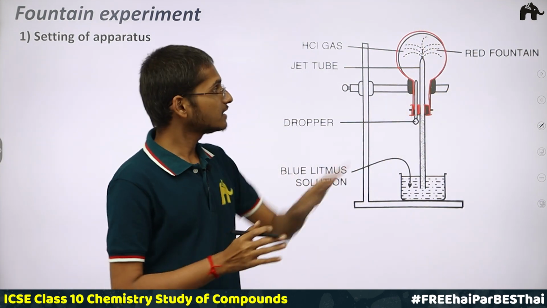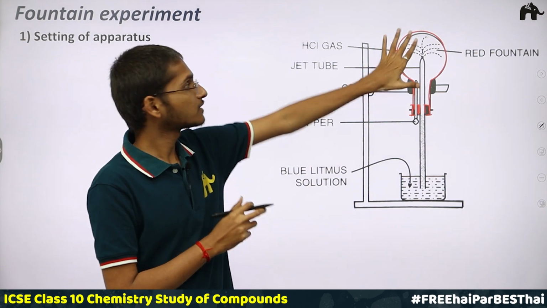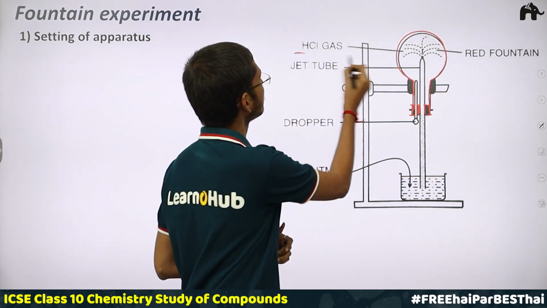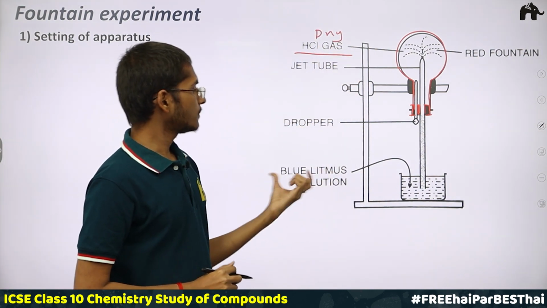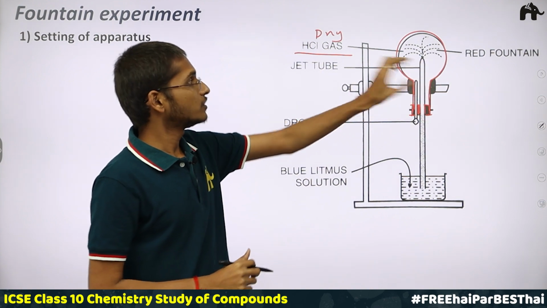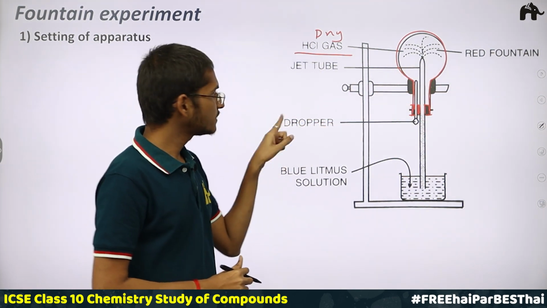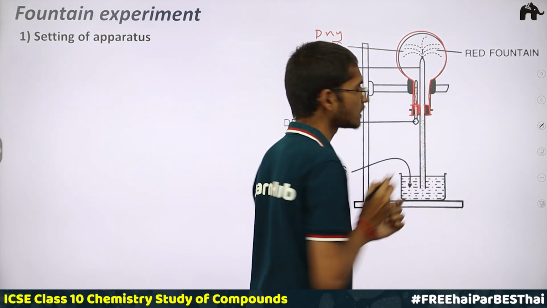And one more interesting thing, this round bottom flask, okay, the most important thing, not interesting, but most important thing, is that this round bottom flask is full of dry HCl gas. Okay, dry. The rest of the things I have told you: jet tube, dropper, blue litmus solution. Now this is the observation, we will go to it. But yes, one more important thing, that this dropper is having water in it, right?